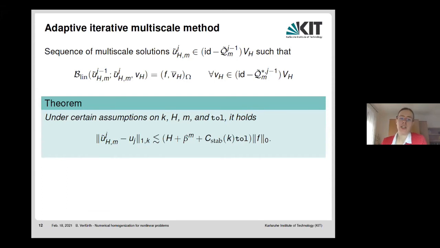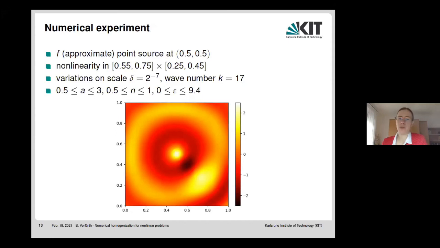And let me illustrate this in a numerical example to conclude. So we have the right-hand side, which is an approximate point source. We have a nonlinearity acting somewhere here in the lower part. You can see in this reference solution this influence here, because you have not a perfect circle here. We have variations of a, n, and epsilon on the scale delta equal to 2 to the minus 7. These are the intervals. The values of a, n, and epsilon are taken off. That's not so important, it's just for completeness. And we have a wave number k equaling 70.